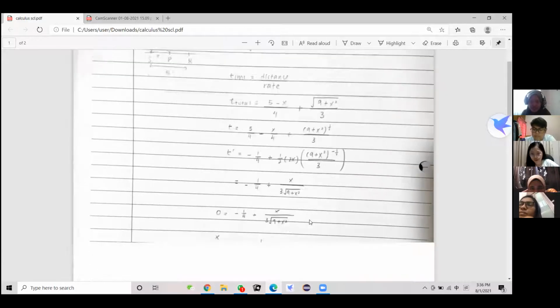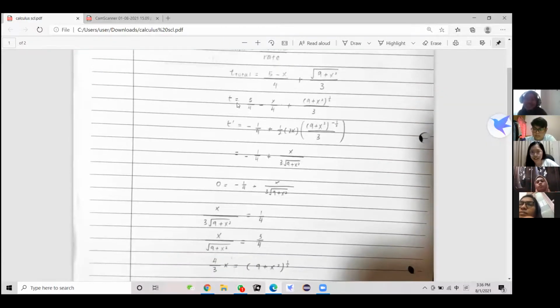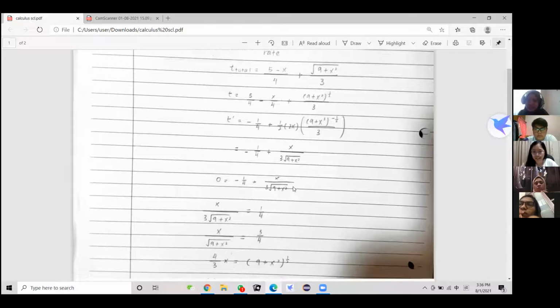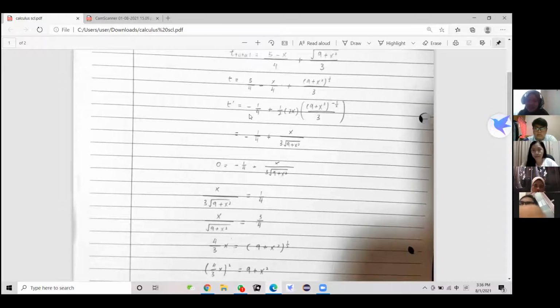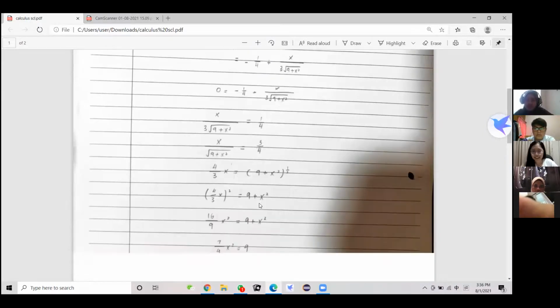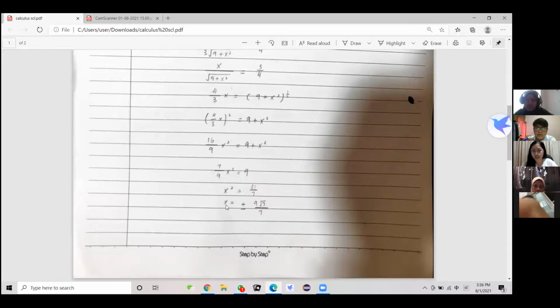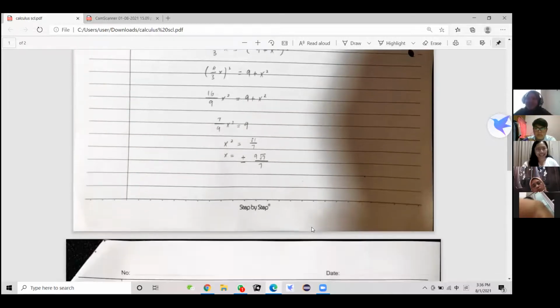I just make an equation with the 5 minus x in it, and then I differentiate. Because we need to find the minimum time, I set T prime equal to 0. So I can get the critical point, which is x equals plus or minus 9 root 7 over 7. Can you guys understand? Yeah, okay.